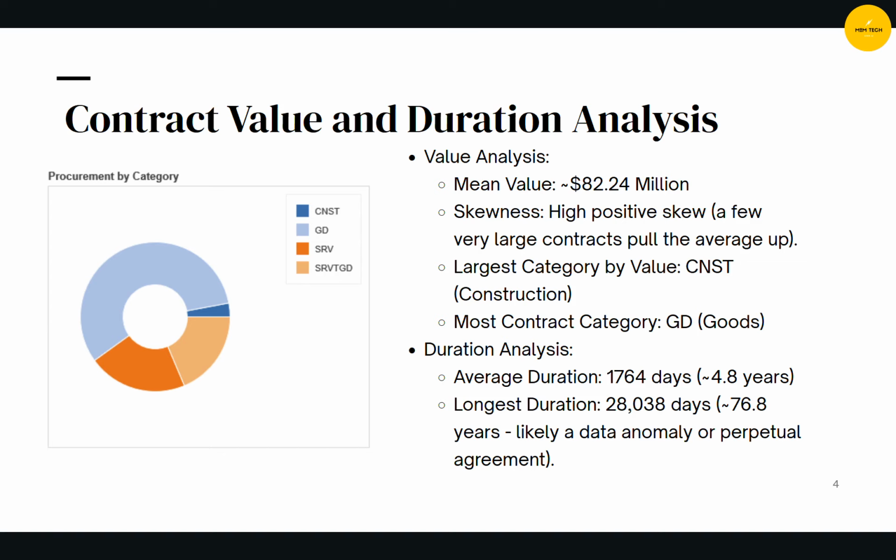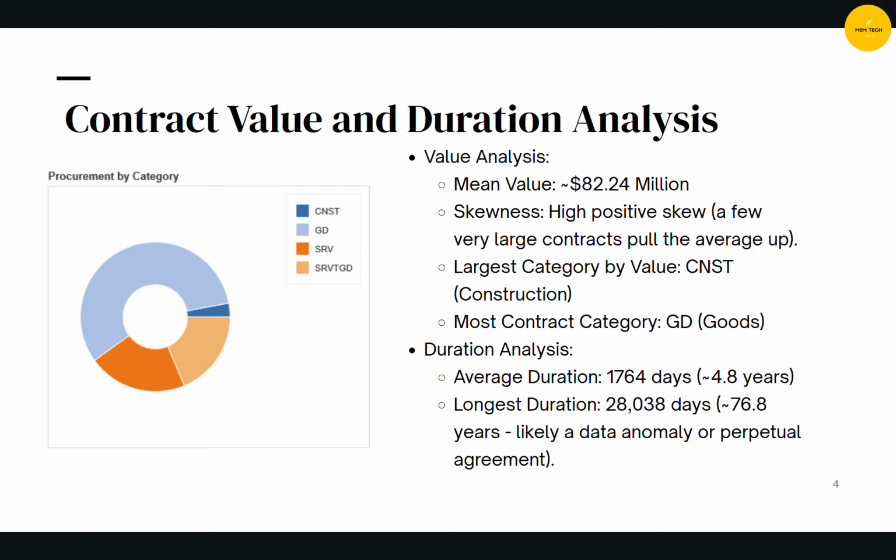Next, let's look at the contract value and duration analysis. The mean value over here is 82.24 million. That's the average cost of a project. It's somewhat skewed, because some construction projects were of very high cost.